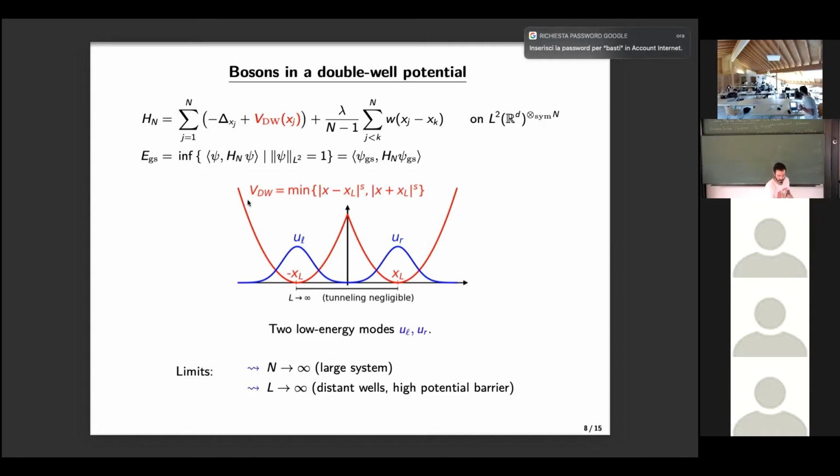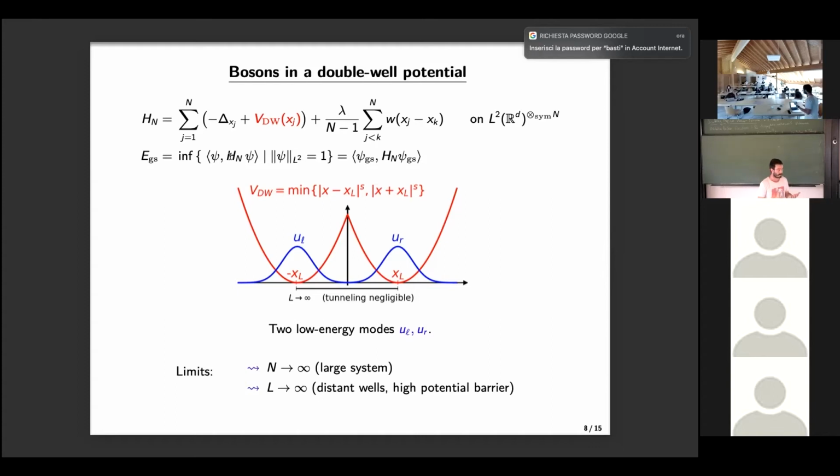And we take a homogeneous trap around those, okay? And these traps intersect at some point. So we take the minimum between the two traps. And we study the ground state problem of this system in the limit n to infinity, as before, so a large bosonic system, and L to infinity, so a genuine double well potential, right? If we keep L fixed, we are in the same setting that we had before, like an external potential with some structure, but okay, fixed structure.